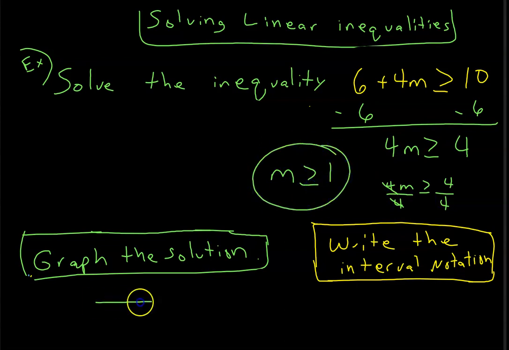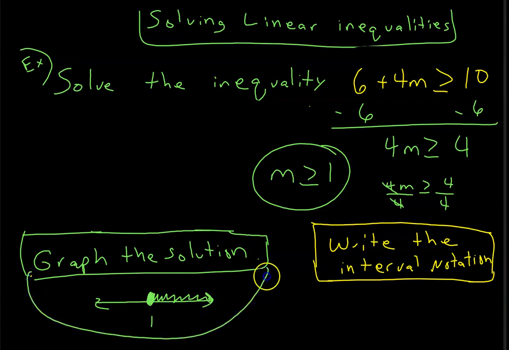So that graph would look like this. Here's my number 1. It says greater than or equal to, so it's a closed dot. I should shade to the right. So that will be m is greater than or equal to 1. The interval notation would be a hard bracket on 1, and this time it goes to positive infinity on the right side.